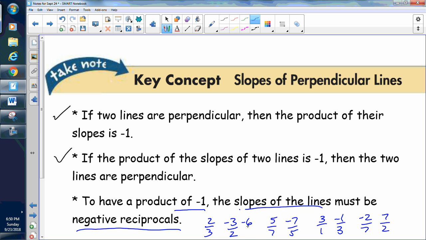We're going to get negative 6 over 6, which is negative 1. We're going to multiply and get negative 35 over 35, which is negative 1. Or negative 14 over 14, which is negative 1. So that's why we have to flip the fraction over and take the opposite of it.